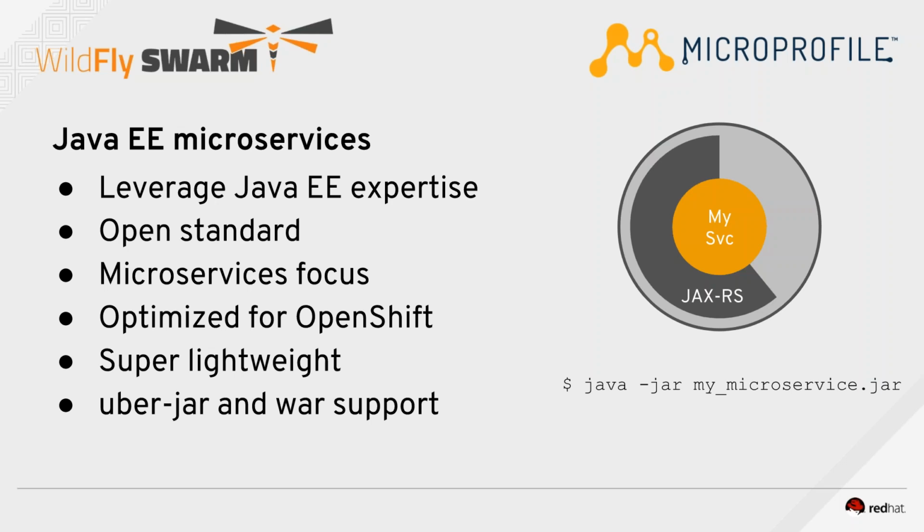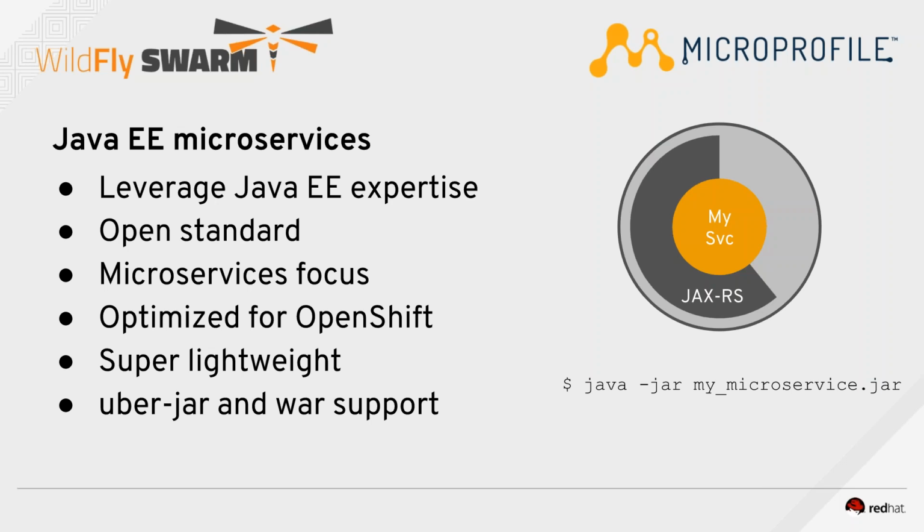We like to say that WildFly Swarm brings "just enough" of the app server you've used in the past to build lightweight and efficiently packaged Java applications, which contain only the bits you need to run as an executable jar file, or what we call an Uber jar, on a container platform like OpenShift. For example, the diagram you see here in the slide shows a very small microservice that only needs support for RESTful communication using the JAX-RS standard from the Java EE world.